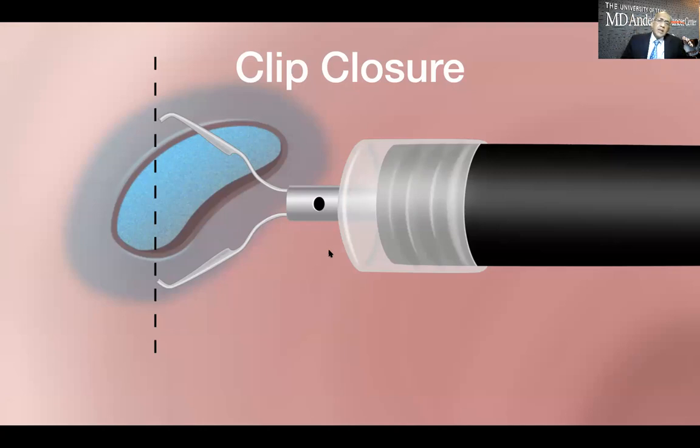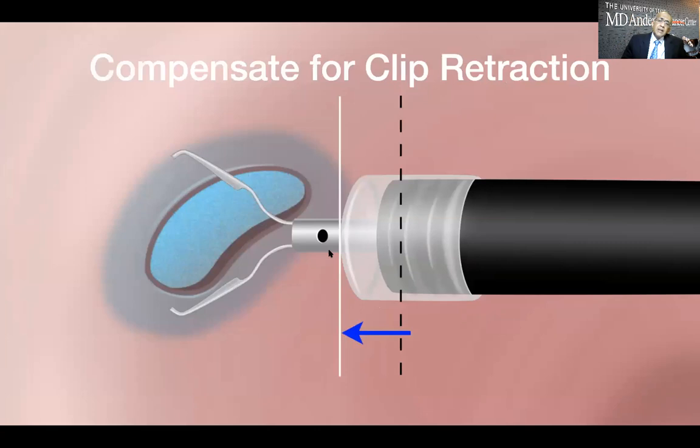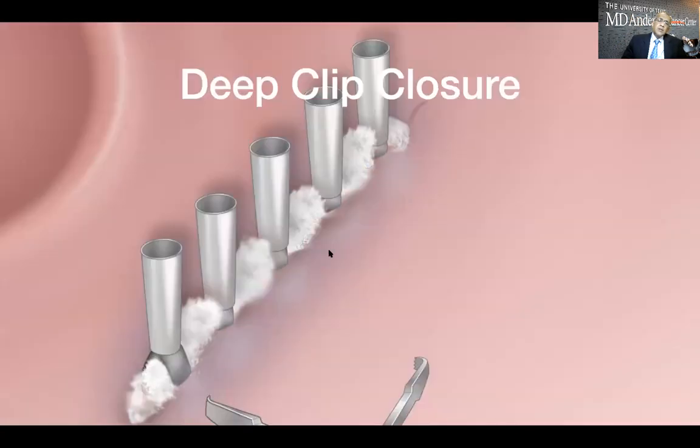So let us look at it. As the clip closes, it comes back, but you have to compensate by moving it forwards so that you can apply a deep clip closure. So this is a very important principle to keep in mind. And once you close, it is important to take pictures on both sides to make sure that your clip is not hanging to one edge, but actually bringing the edges together.